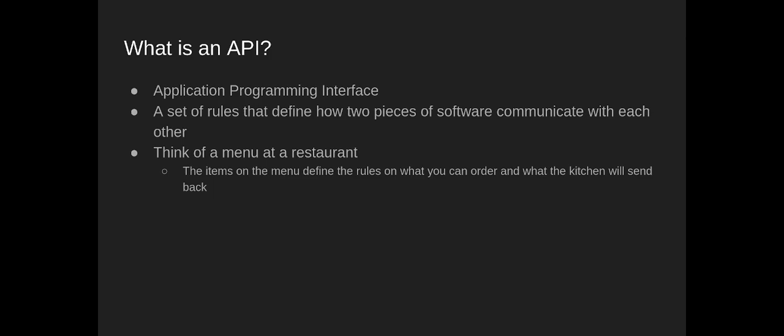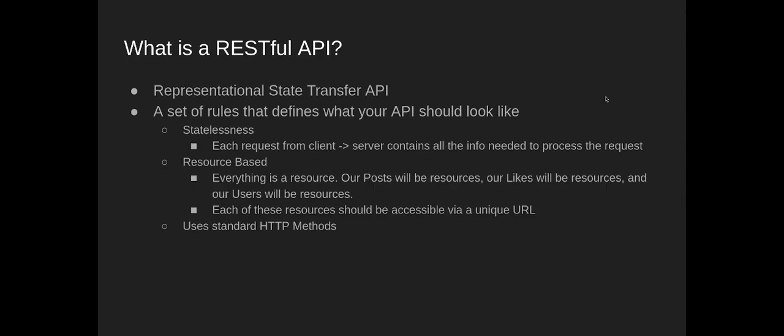So if you think of a menu at a restaurant, right, it's got a list of menu items that you can make calls to the kitchen with by placing an order, and then the kitchen will fulfill that API request with the expected result. Right, so if you order pancakes, they're going to send you back pancakes. If you order a steak, they're going to send you back a steak. They're not going to send you back a steak when you order pancakes or vice versa. So they're fulfilling the API contract.